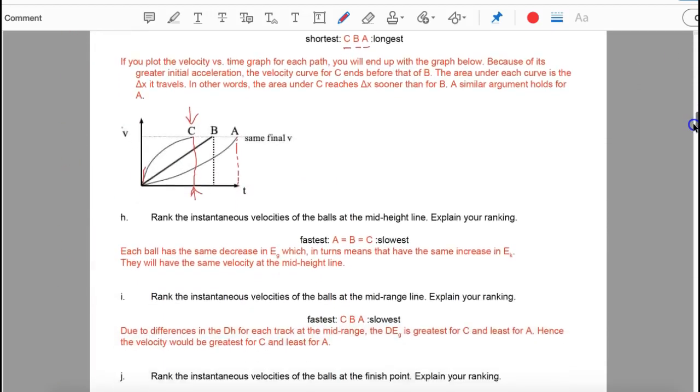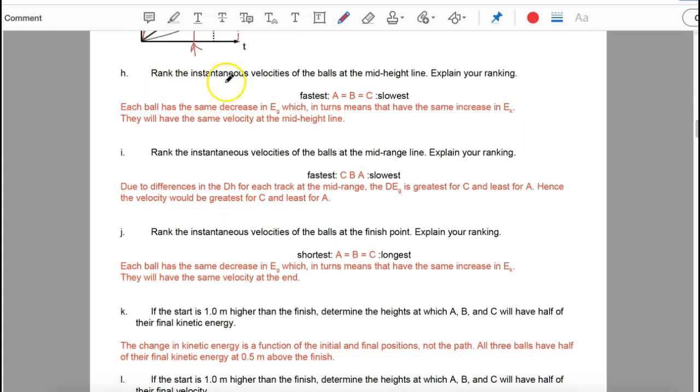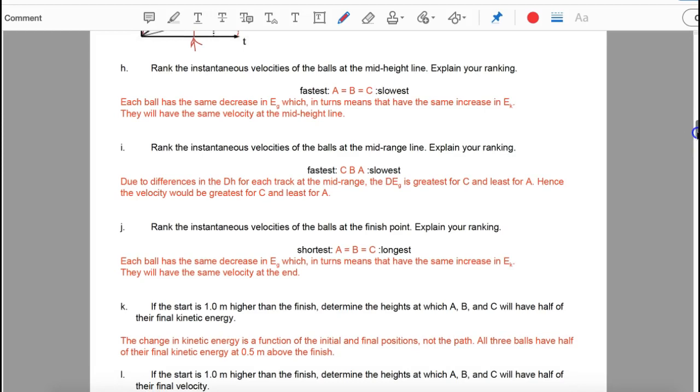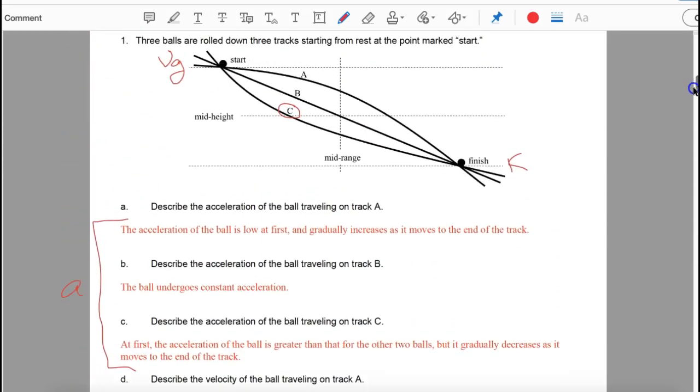Let's go ahead and take a look at letter H. Letter H says rank the instantaneous velocities of the ball at the mid-height line. Notice that our potential energy due to gravity is here and our kinetic energy is here. Our kinetic energies are going to be the same for each ball. So for C, for B right here, and for A right here, the kinetic energies are the same. Because they are all 1/2 mv squared, and the masses are the same and the halves are the same, our velocities are the same at the mid-height.